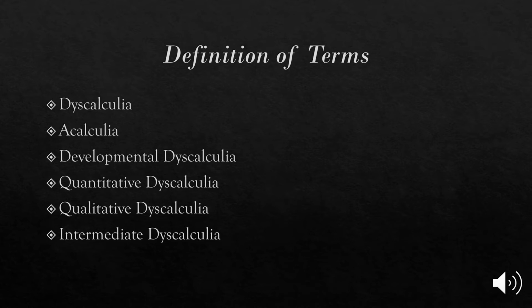Acalculia and developmental dyscalculia are not the only terms used when discussing dyscalculia. There are three main categories that a person can fall under when being diagnosed with dyscalculia. The terms are quantitative, qualitative, and intermediate. Qualitative dyscalculia is a result of difficulties in comprehension of instruction or the failure to master the skills required for an operation. Quantitative dyscalculia is a deficit in the skills of counting and calculating. Intermediate dyscalculia involves the inability to operate with symbols or numbers.